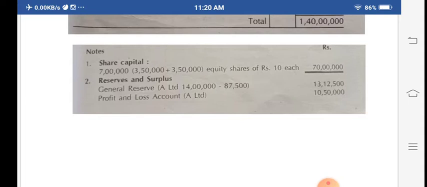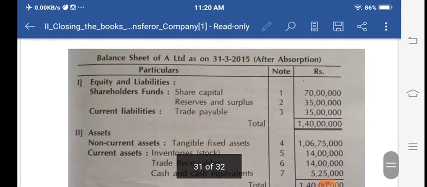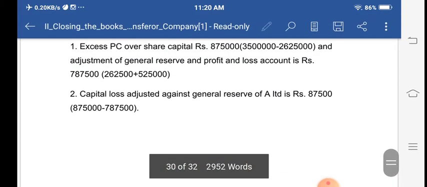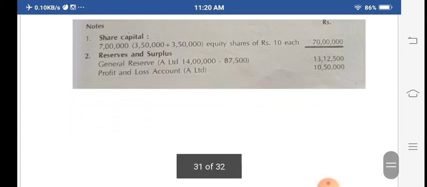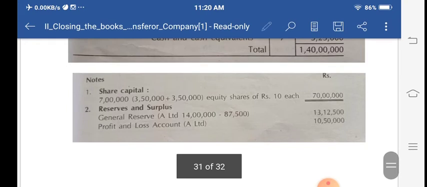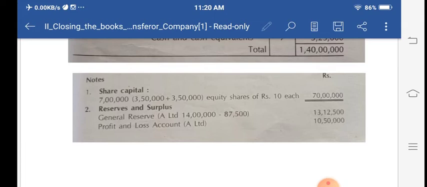So this loss you have to minus from A's general reserve. So 14 lakh minus 87,500. You know how the 87,500 came. Just see here, 87,500, note number 2, how it came. I already explained this. So we have to minus 87,500, and the remaining amount will be 13,12,500. Profit and loss account is also adjusted for B Limited, so you only have to take A Limited's 10,50,000.